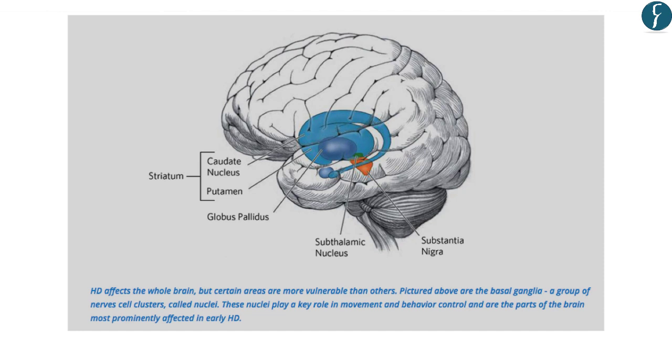As you can see in this particular picture, it mentions the nerve cells. It says that Huntington's disease affects the whole brain, but certain areas are more vulnerable than others. Pictured above are the basal ganglia, that is a group of nerve cell clusters called nuclei. These nuclei play a key role in movement and behavior control and are the parts of the brain most prominently affected in early Huntington's disease.